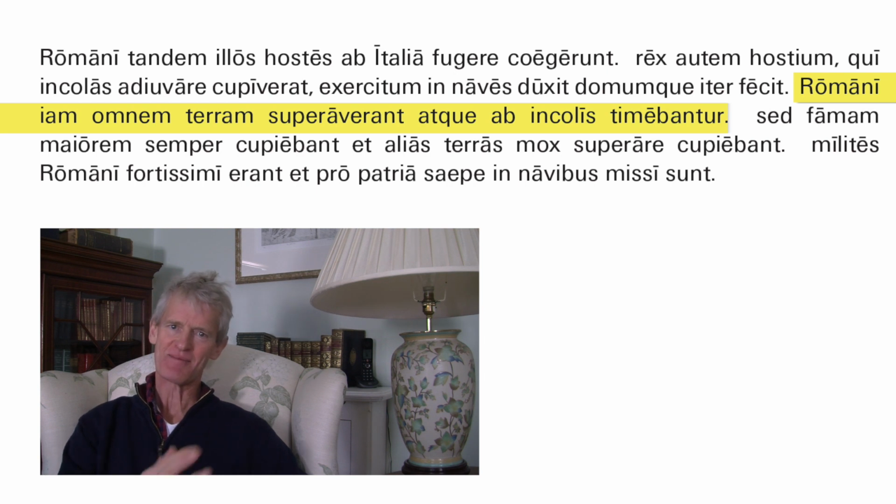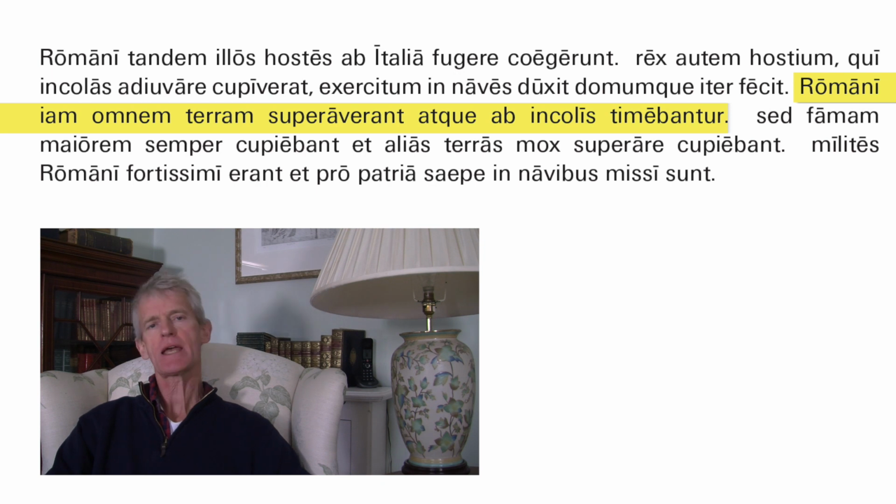And, remember last time we had a look at different words for and? We have et, we've got ac, we've got atque, we've got que stuck on the end of a word. So here we go. Atque ab incolis timebantur, and they were feared, timebantur, ab incolis, by the inhabitants. So the Romans have created fear and pandemonium throughout the whole of Italy.